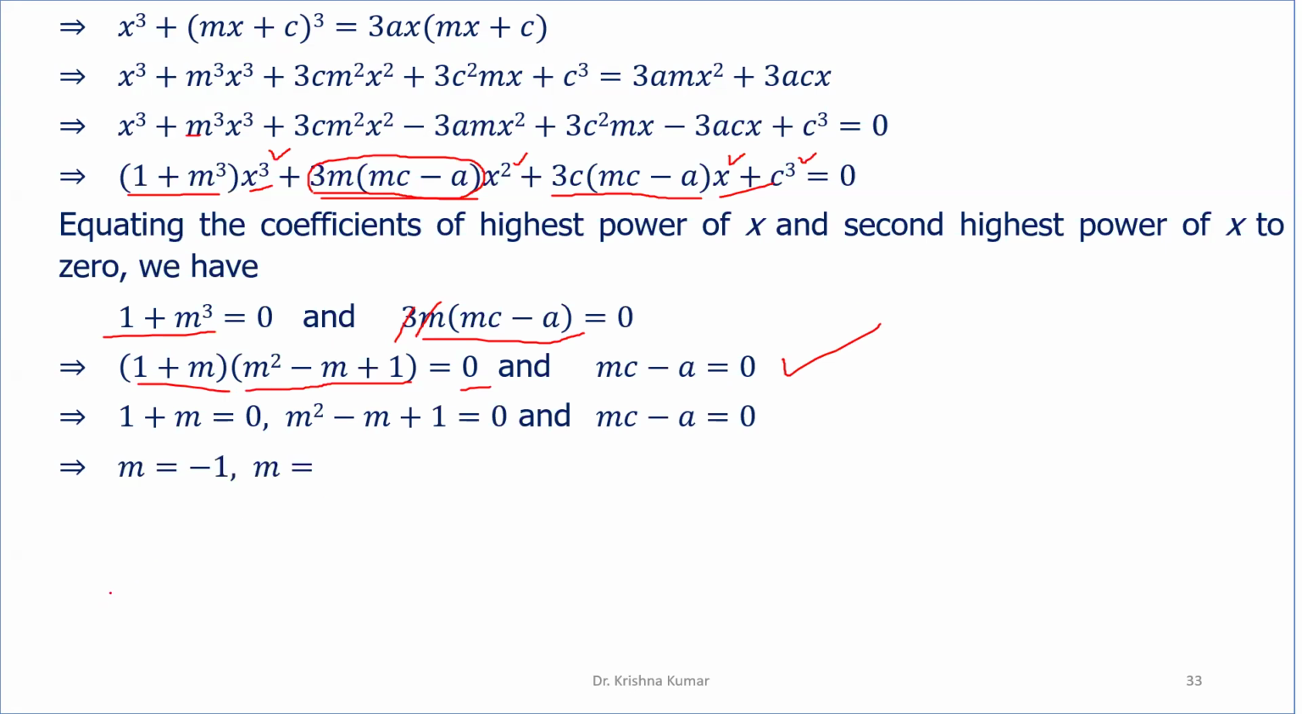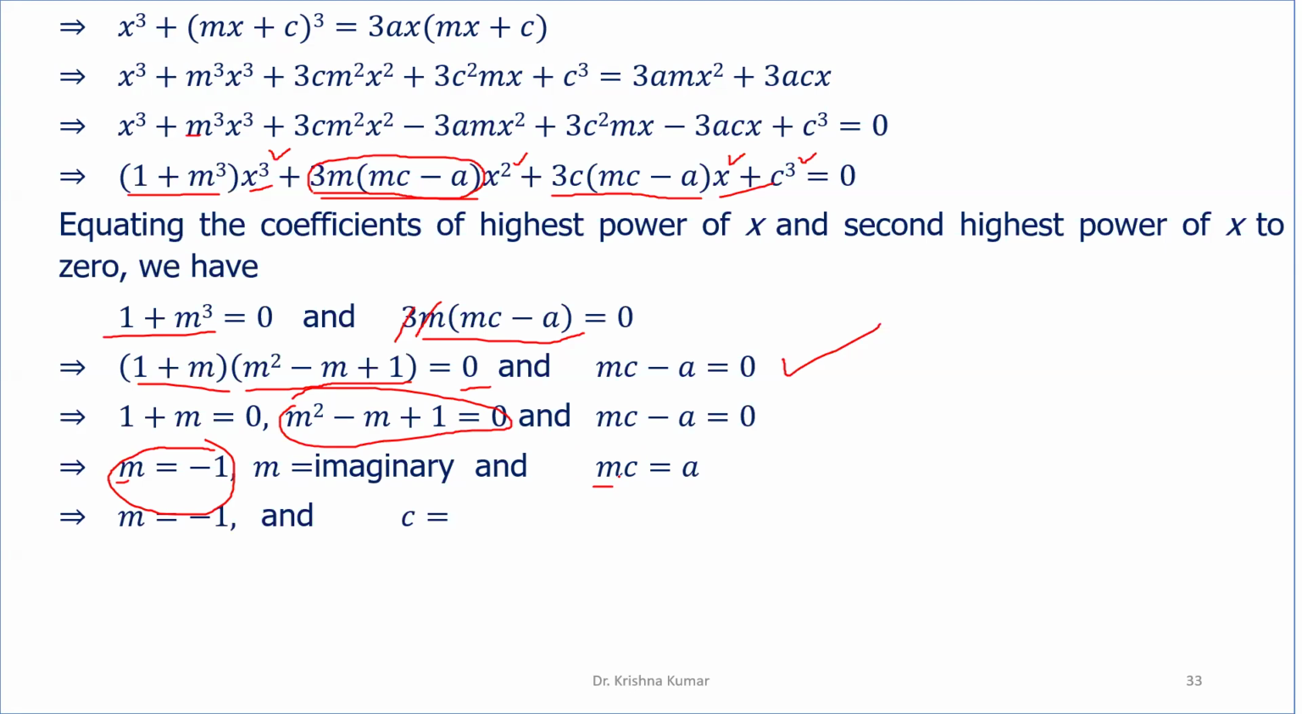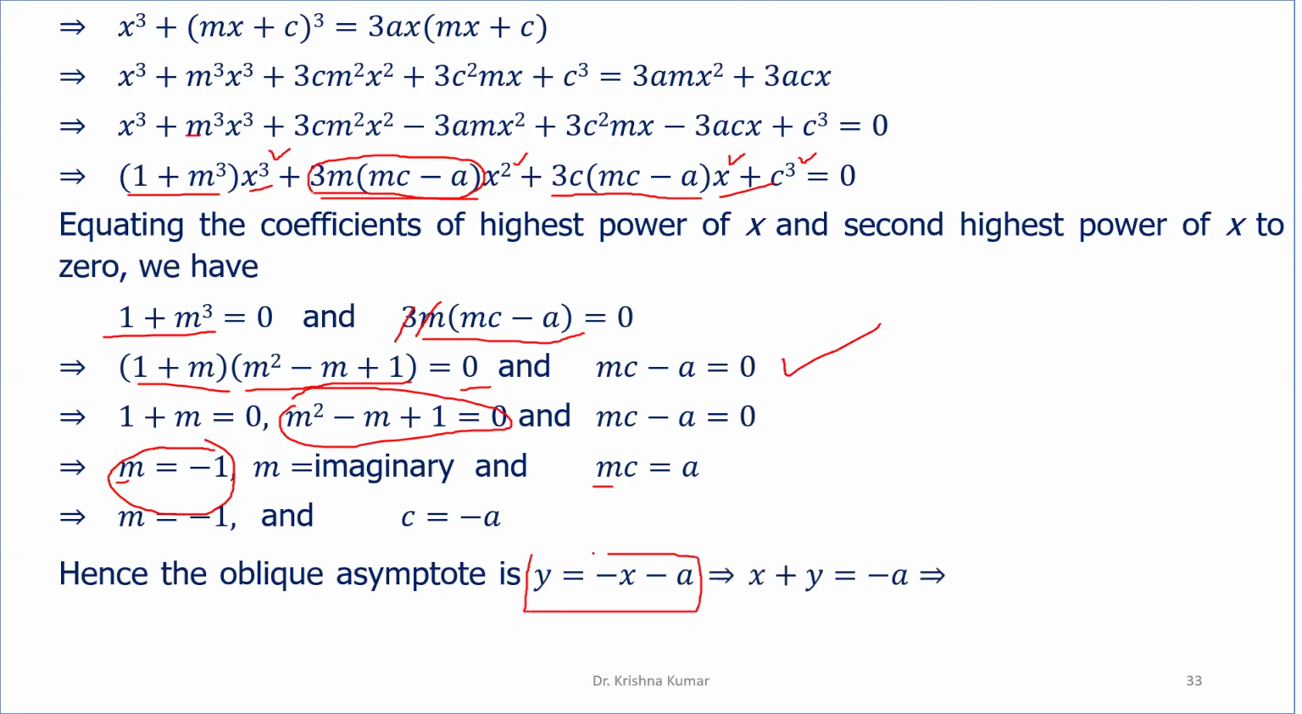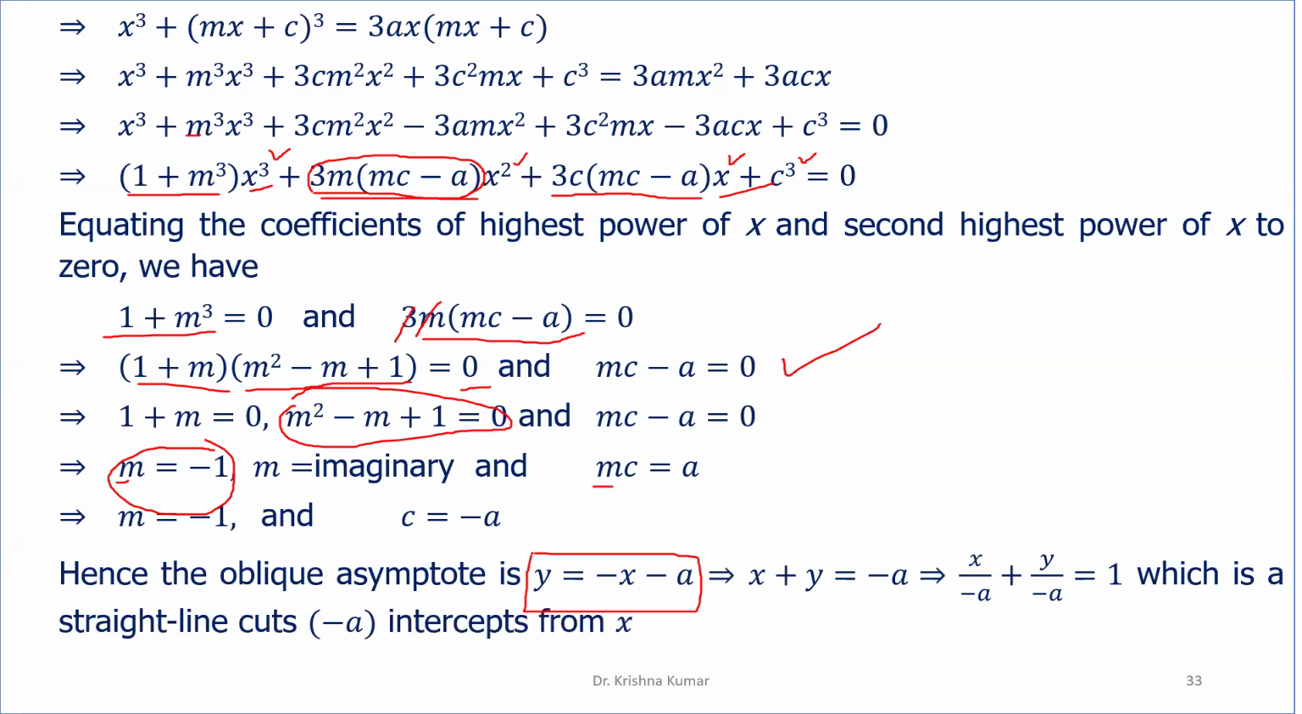So here m equal to minus 1. And if we simplify the other one, we will get the value of m is imaginary. And here mc is equal to a. So if you put m equal to minus 1 over here, the value of c equal to minus a. So m equal to minus 1 and c equal to minus a. These are the values of m and c. If we put these two values in the equation y equal to mx plus c, we get y equal to minus x minus a as the asymptote of the given curve, which is not parallel to the x and y axis. So this is called an oblique asymptote.